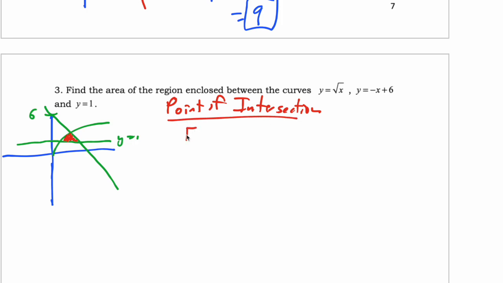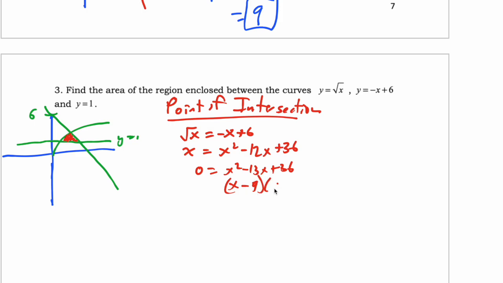Okay, so you set them equal to each other, and then square both sides. You're going to have x equals x squared minus 12x plus 36, so 0 equals x squared minus 13x plus 36. Factor that. You get x equals 4 and x equals 9. Because this is a square root equation, 9 is extraneous. So this is going to be at 4, comma, and if we sub in 4, you can sub into either one, but obviously it's going to be 4, 2 if you look at the square root equation.